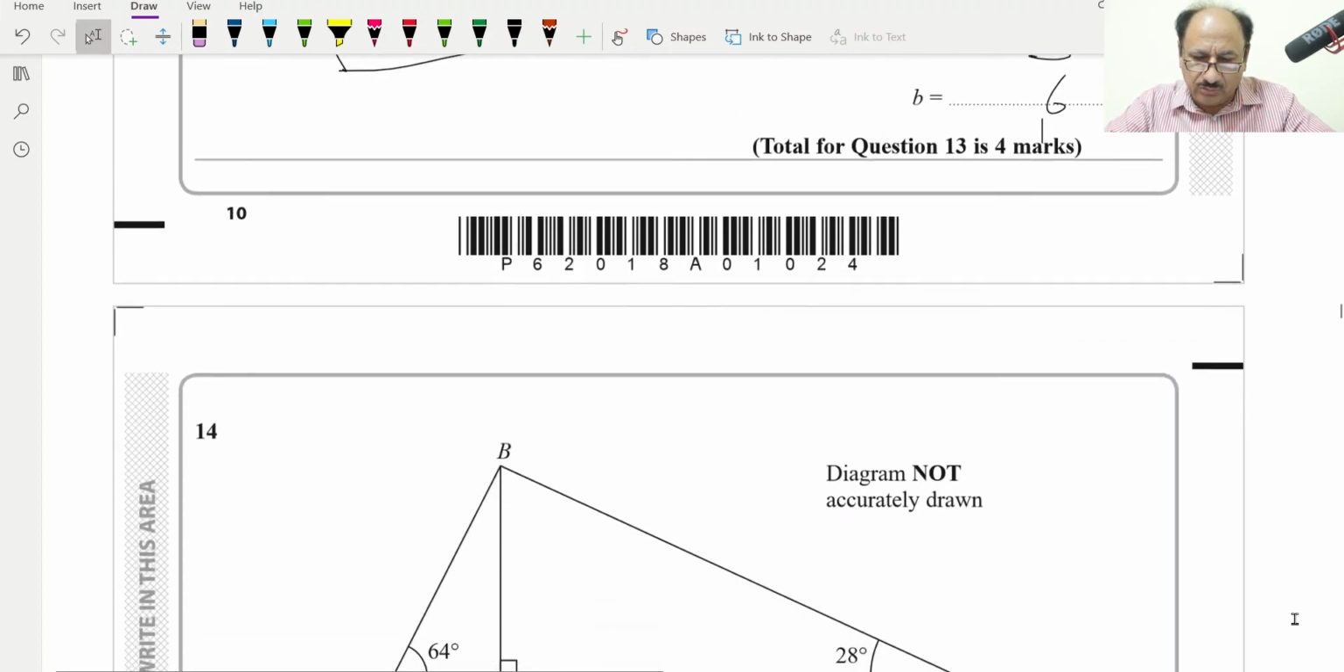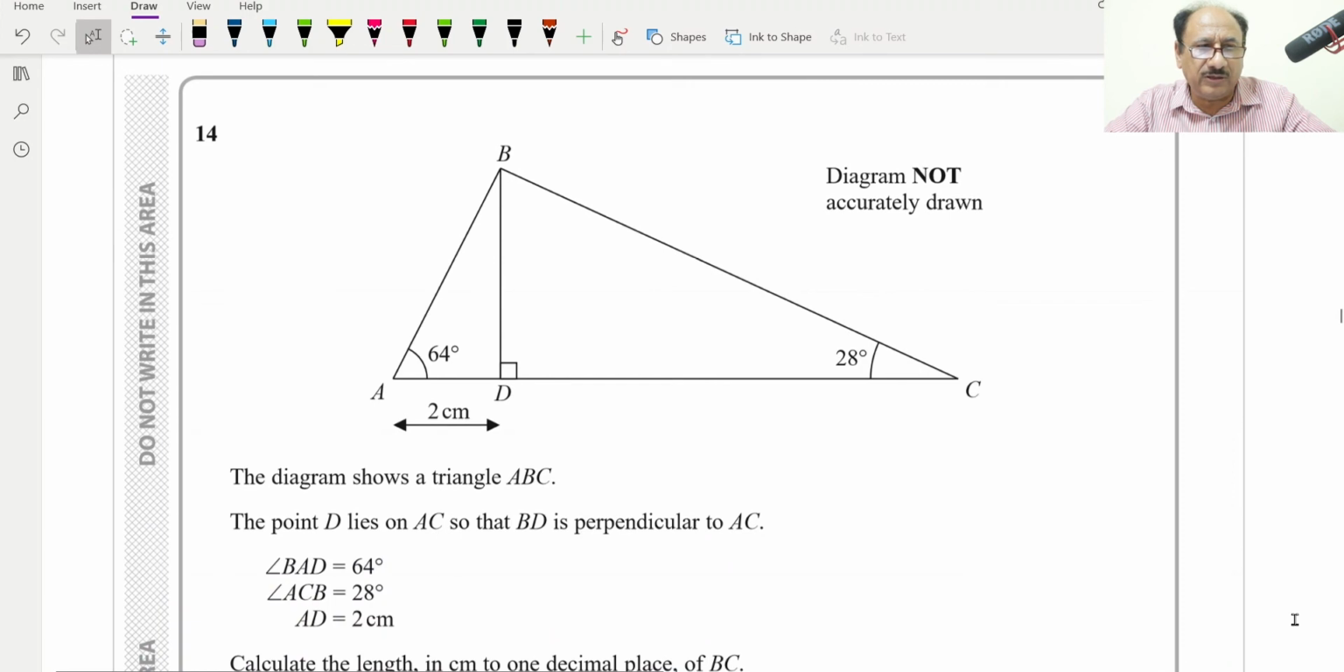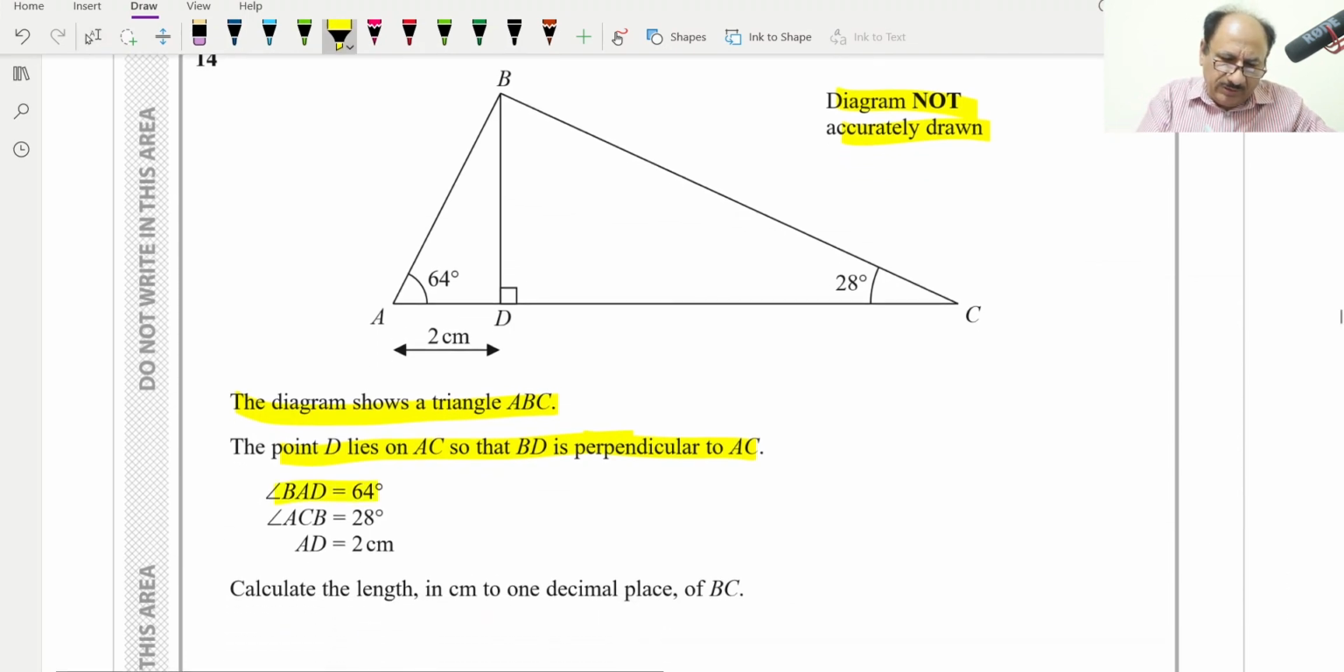Hopefully you understood this question. Now question number 14. A diagram is provided which is not accurately drawn, and these are two adjacent triangles, combined triangles. The diagram shows a triangle ABC. The point D lies on AC so that BD is perpendicular to AC. Then they have provided these two angles on one side also. Calculate the length in centimeters to one decimal place of BC. So BC side is required.